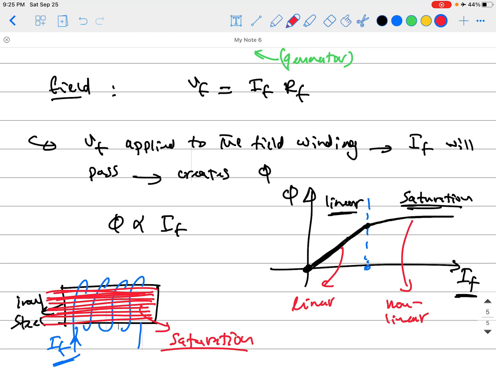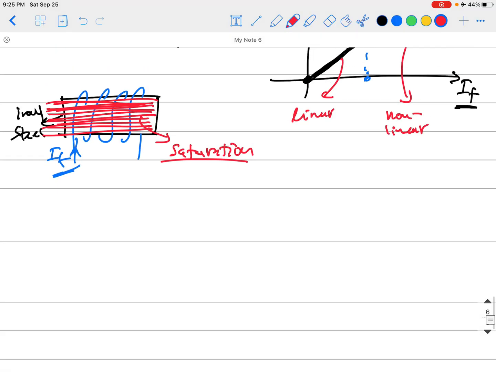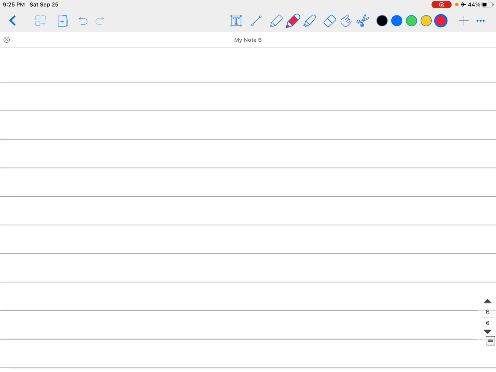It depends on the amount of current you are passing and the size of the iron or steel core you're using. Okay, that's a piece of information you should have had before in electromagnetic courses, but it's worth mentioning here. Okay, guys? Nice. So that was the first connection, which is the separately excited.